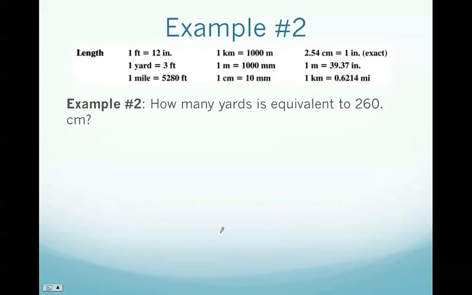All right, so now we're going to do how many yards is equivalent to 260 centimeters. Remember, you always start with what you're given. So I have 260, include that decimal because that's important to your sig figs, centimeters.